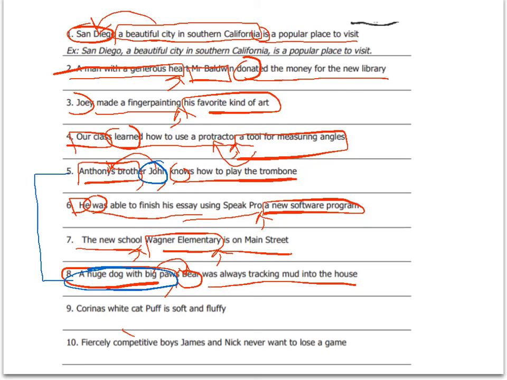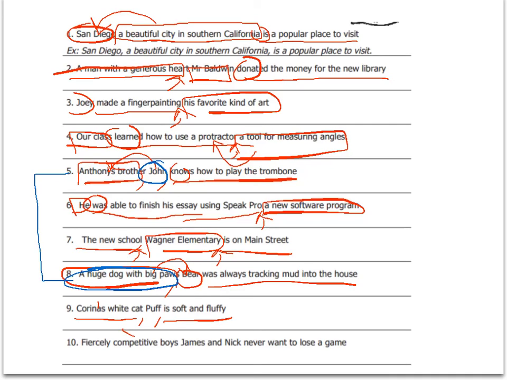Okay, number 9, Karina's white cat Puff is soft and fluffy. We're missing another apostrophe here. Karina's white cat Puff is soft and fluffy. So just like the example in number 5, "Karina's white cat," we know that that is the subject, "is soft and fluffy" is the predicate, so Puff becomes our appositive.